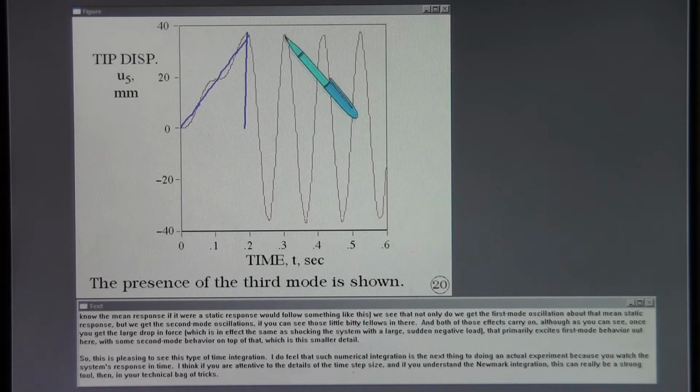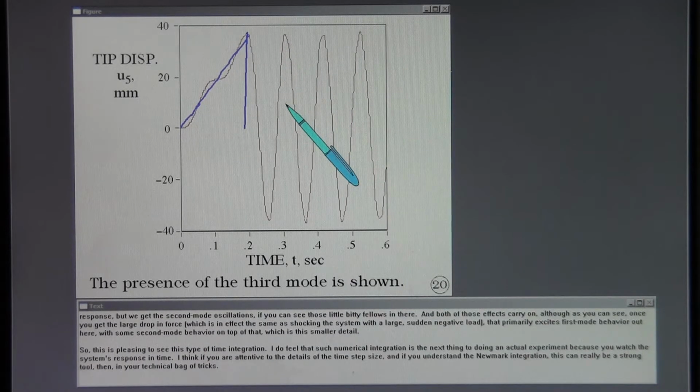So this is quite pleasing to see this kind of time integration. I do feel that such numerical integration is the next thing to doing an actual experiment, because you watch the system's response in time. I think if you're attentive to the details of the time step size, and if you understand the Newmark integration, this can really be a strong tool then in your technical bag of tricks.